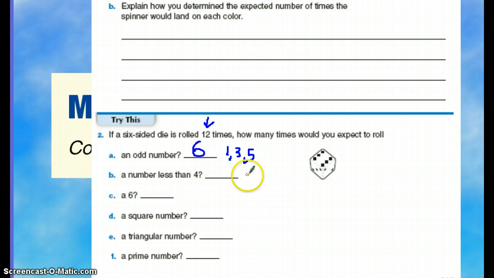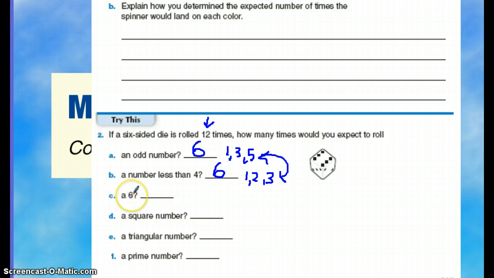A number less than 4. Well, here again, what are my numbers less than 4? The number 1, the number 2, and the number 3. So how many times would I expect that to roll out of 12 times? Well, it's 3 numbers, similar to the 3 numbers up above. So again, my chances would be to roll it 6 out of 12 times.